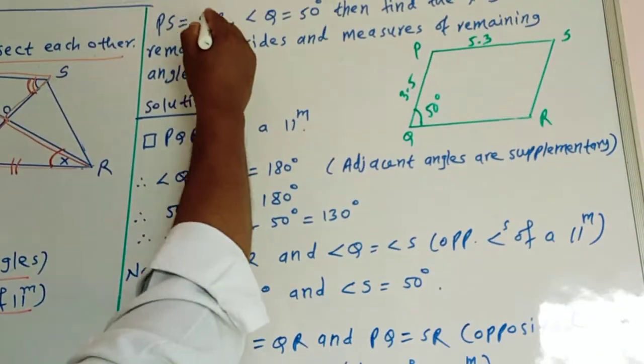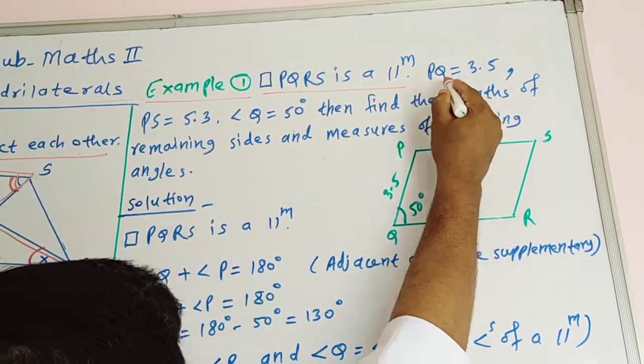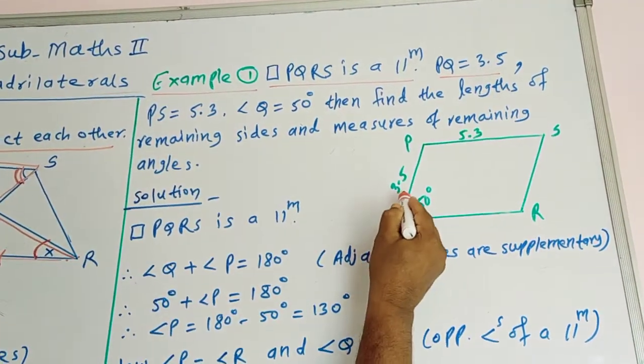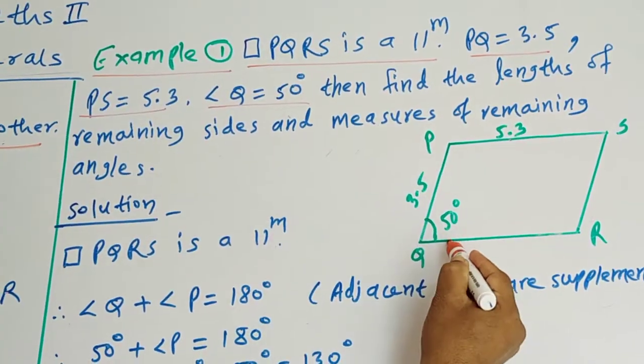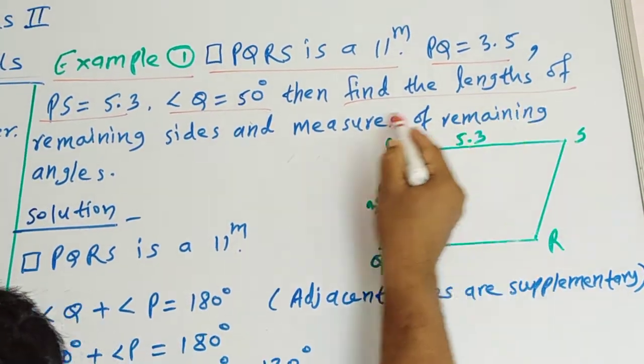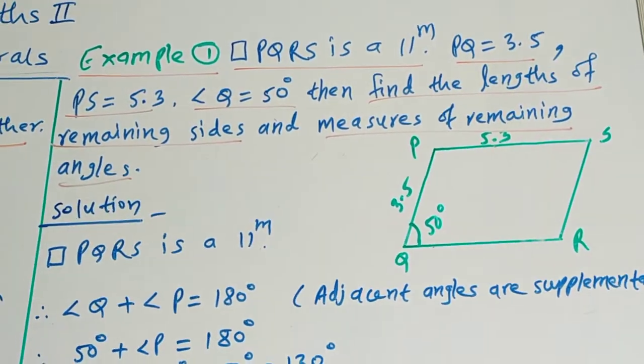Now the first example of parallelogram. Quadrilateral PQRS is a parallelogram. PQ is 3.5, it is shown here. Then PS is 5.3, angle Q is 50. Then find the lengths of the remaining sides and the measures of the remaining angles.